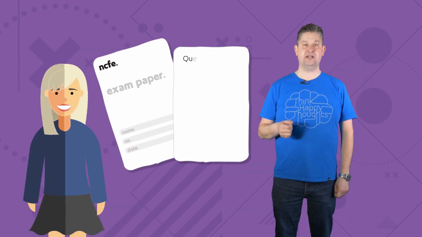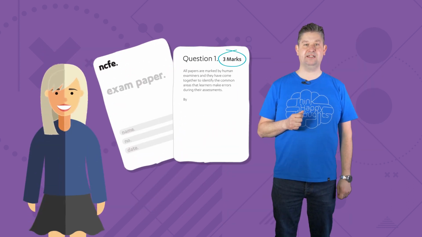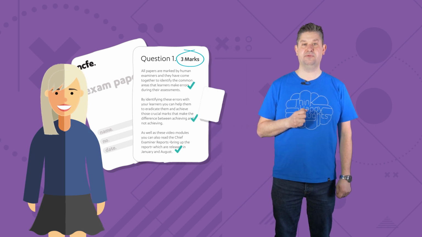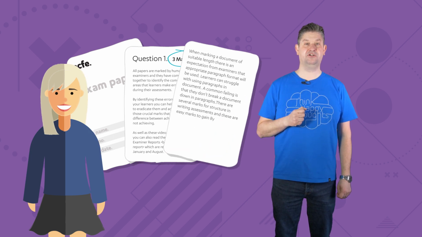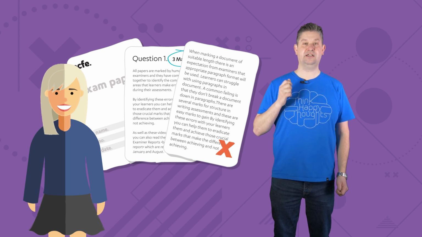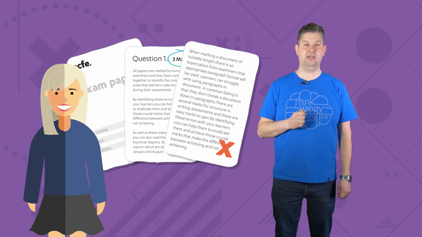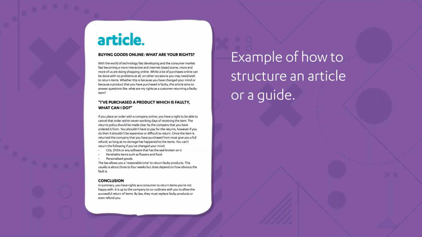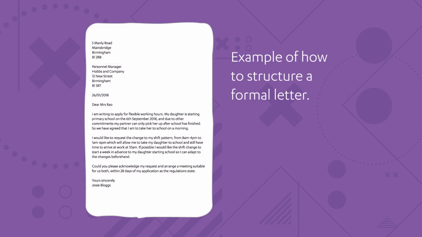There is a need to ensure that learners understand how many marks are allocated to the structure and layout of their work. Just writing lots of information with no structure is not going to allow them to achieve. They need to showcase the full set of skills included in the coverage and range. Here's an example of how to write an article or a guide. When writing formal letters, it should look something like this.